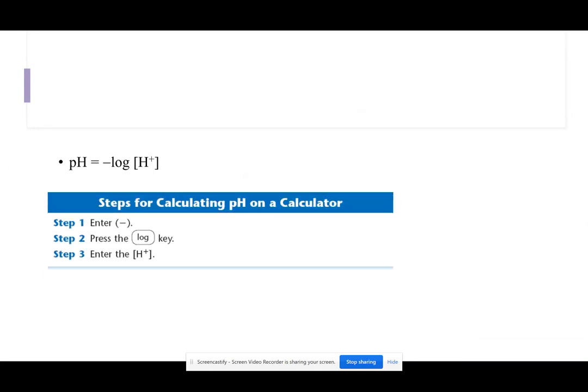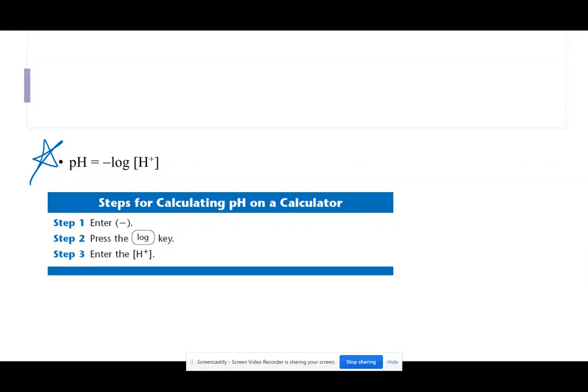The formula for pH is right here. So this is our second formula, negative log of the hydrogen ion concentration. And that's exactly how you type it into your calculator. Negative log, and then whatever the hydrogen ion concentration that's given is.